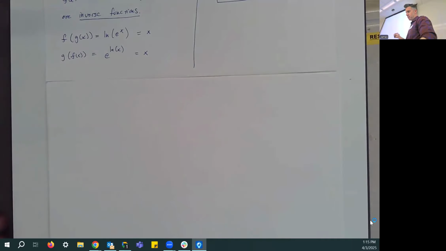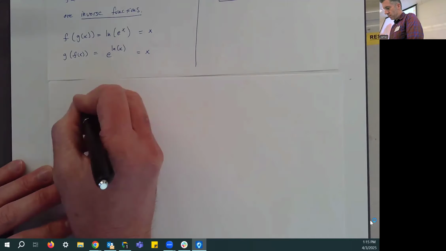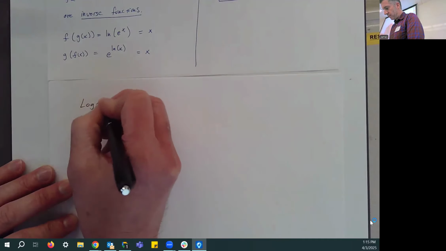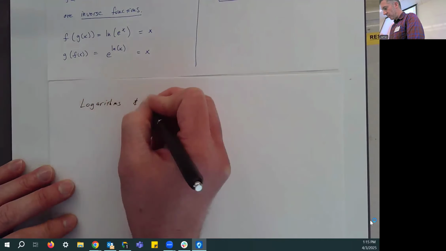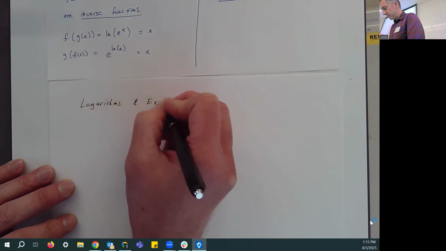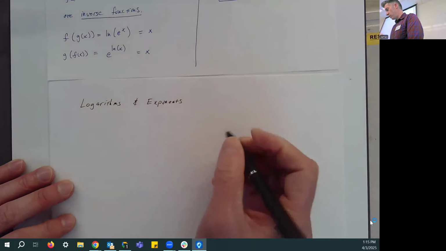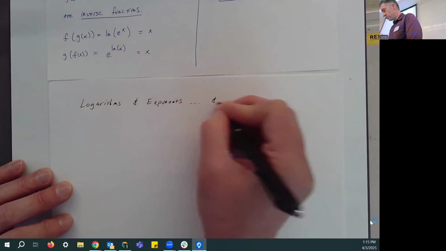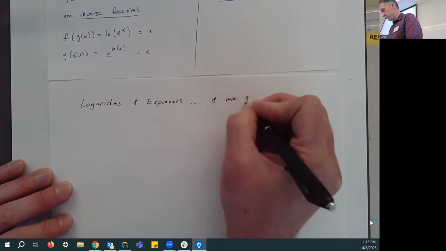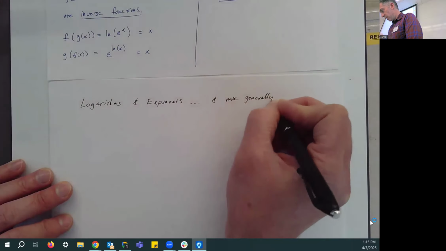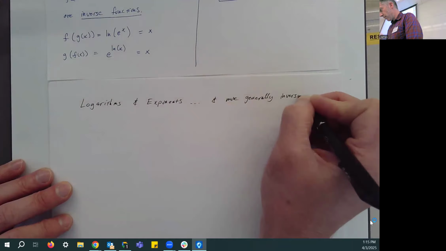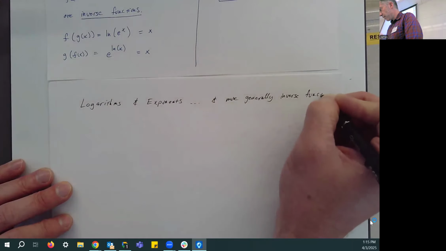So, logarithms and exponents. And more generally, inverse functions.